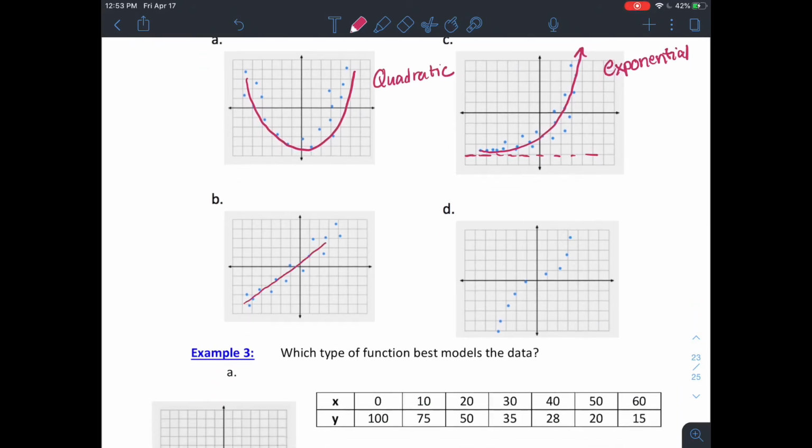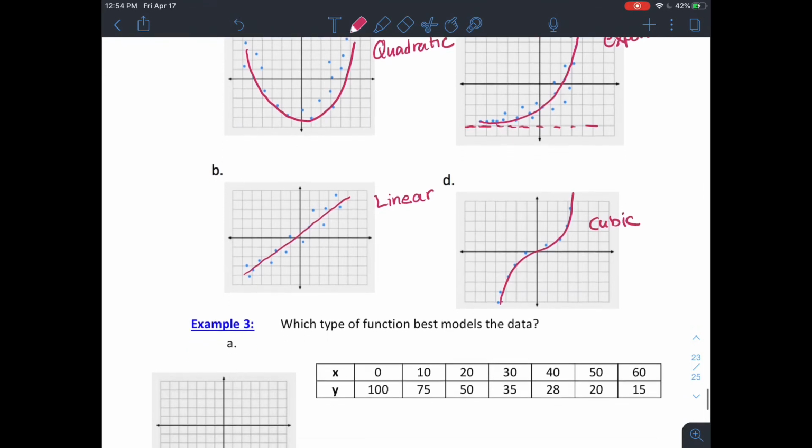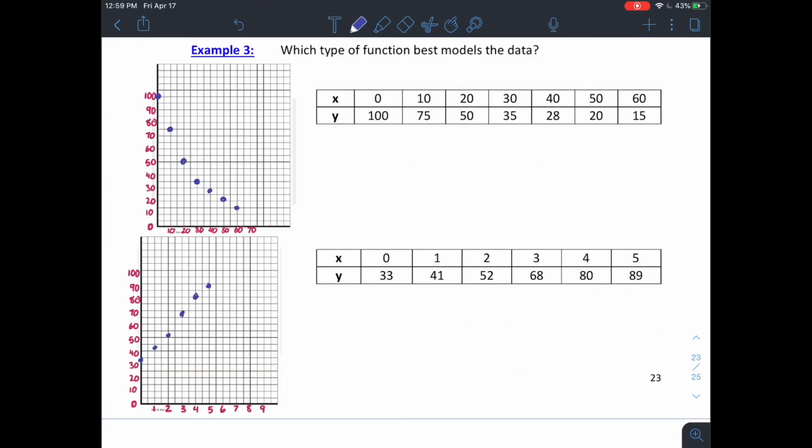B is looking like the ones you did yesterday, where it's just a linear function that you could write your equation for. D could almost be linear, but it would actually be better if we used a cubic because it's got that kind of little bend in the middle. So those would be the best models for your scatter plots there.